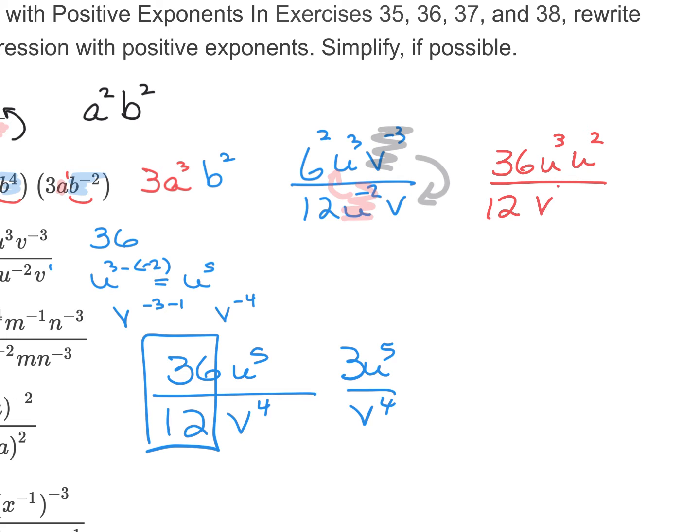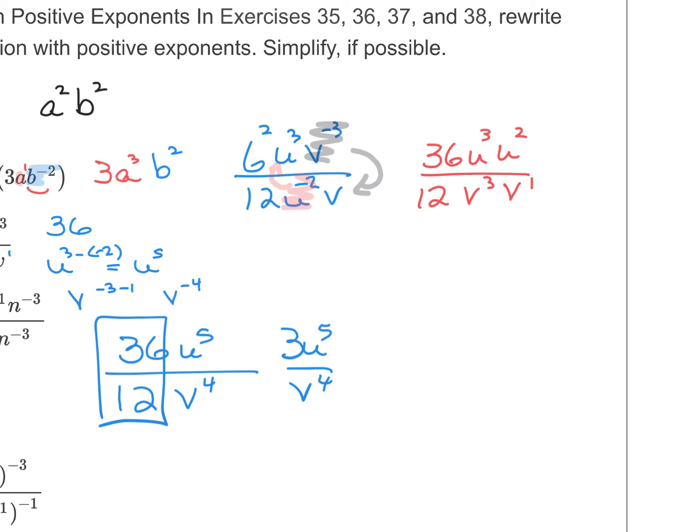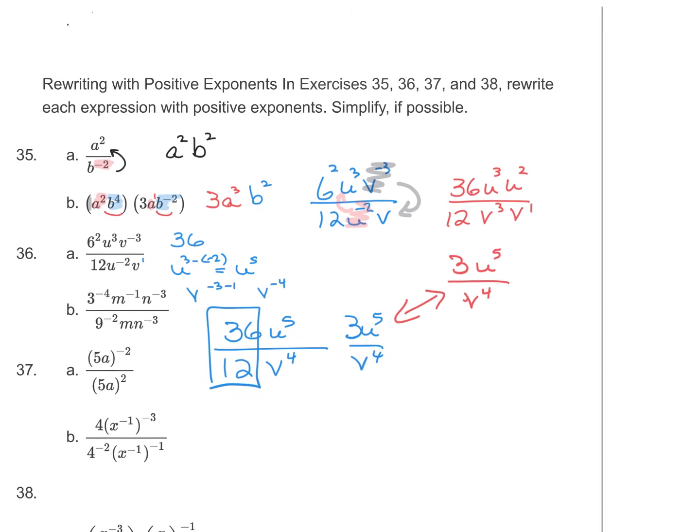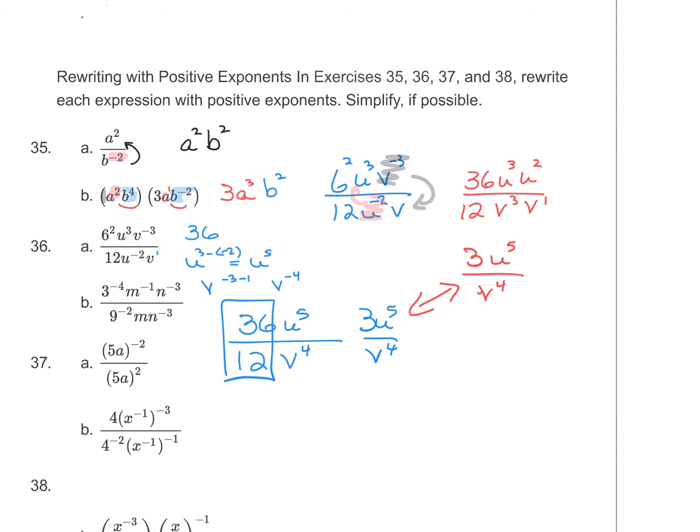The v to the -3 will move down. That v was already there. And then now just go ahead and simplify the 36 over 12. And then go ahead and add the u's. And then add the v's. And you get the same answer that I got when I just subtracted the exponents. Again, on these negative exponents, you have different options. But just be careful with the signs.